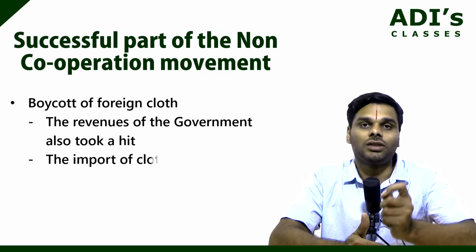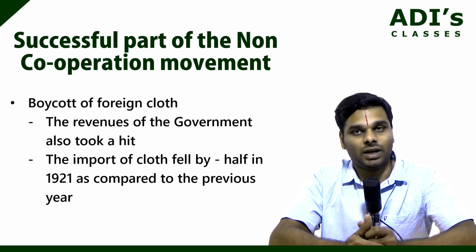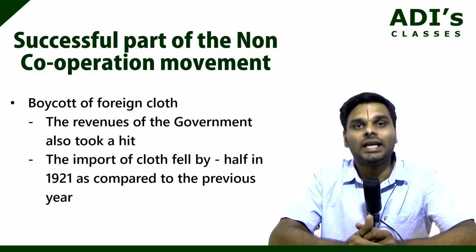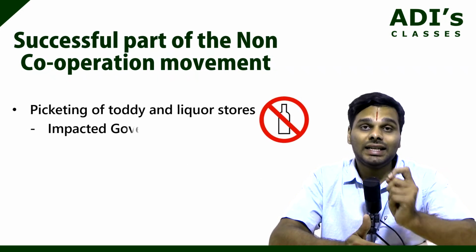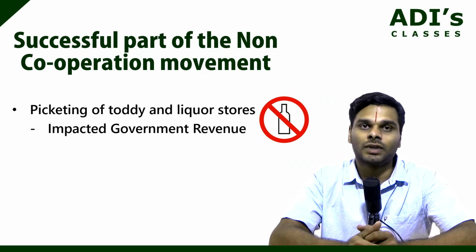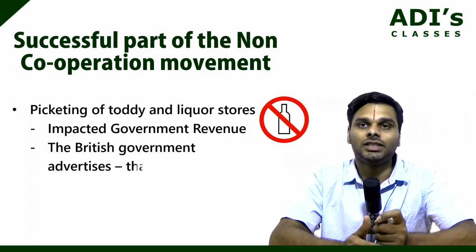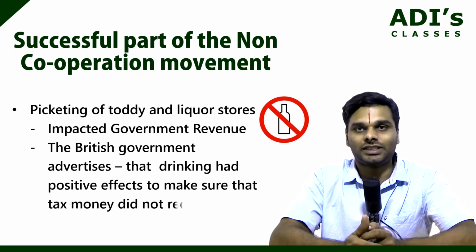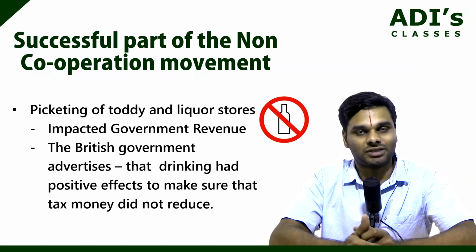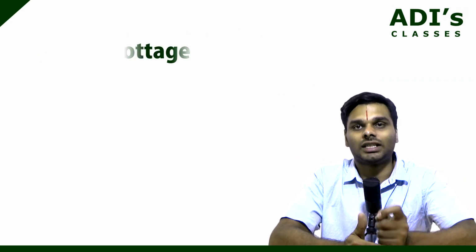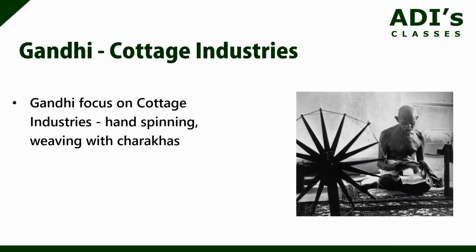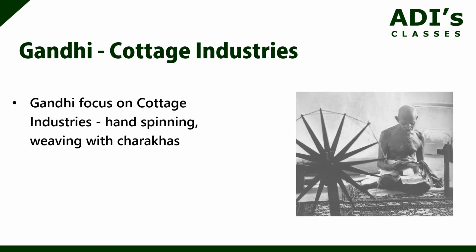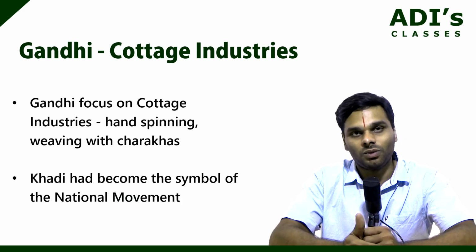The import of cloth fell by almost half in 1921 as compared to the previous year. Other positive social outcomes included the picketing of toddy and liquor stores. This seriously impacted government revenue. The British government took out advertisements to say that drinking had positive effects to make sure that the tax money did not reduce. Gandhi also asked to focus on cottage industries like hand spinning, weaving, etc., with the use of charkhas. Khadi had become the symbol of the national movement by now.